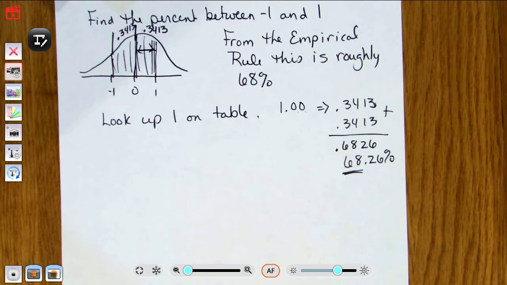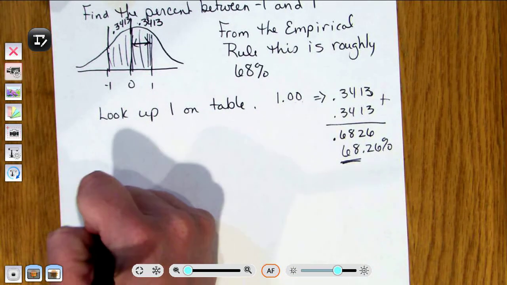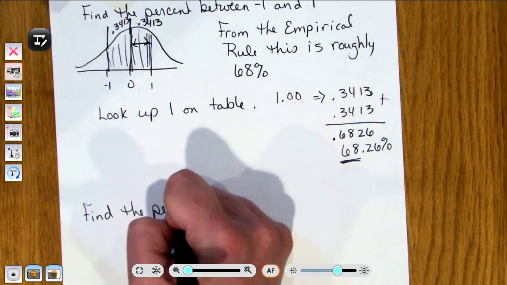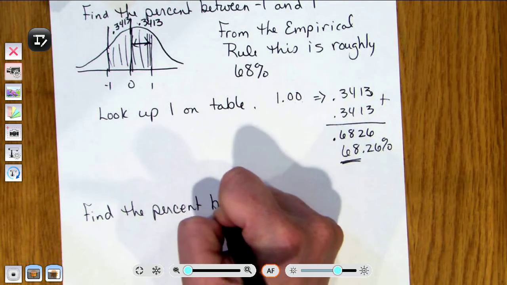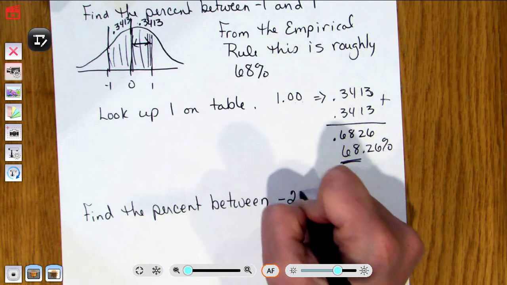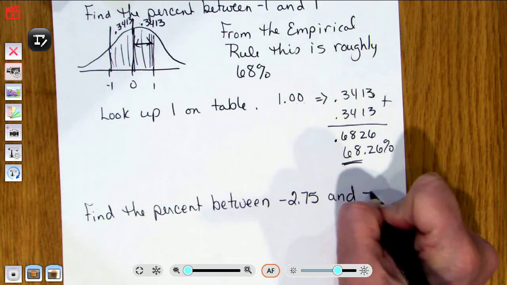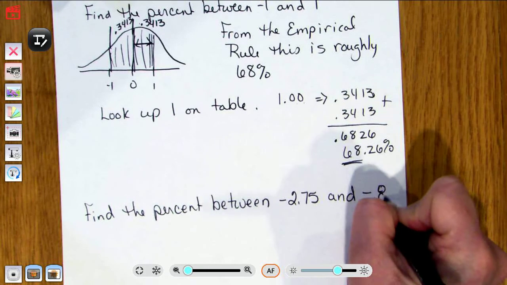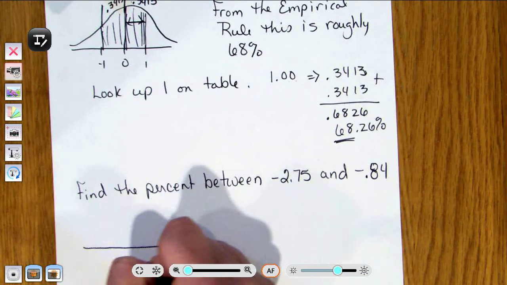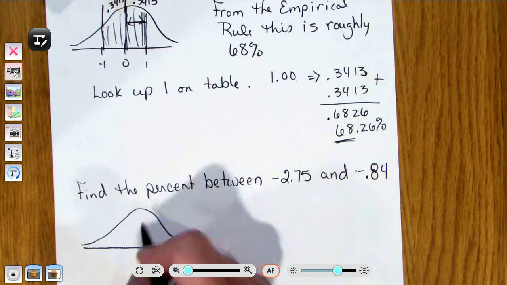All right. Let's do a couple more so we can see every situation. So let's find the percent between a -2.75, and again we're still in that standard normal, and a -0.84. So I'm going to draw a little picture, complete with sound effects.